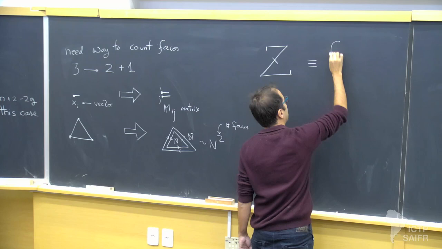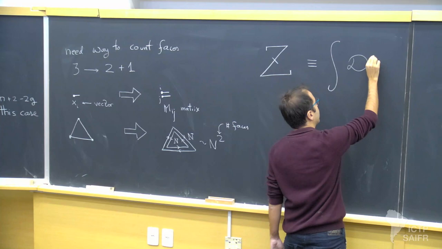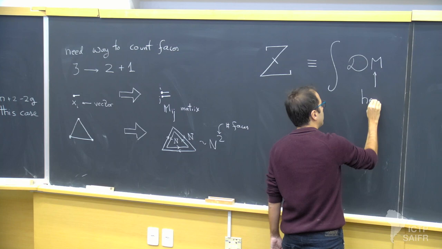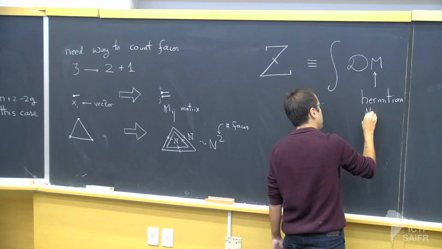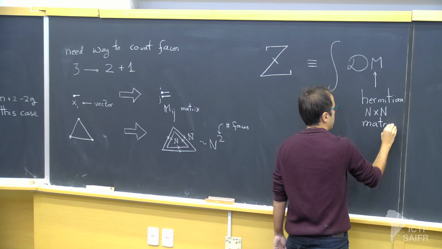Let's define this as an integral, and here let me put a funny symbol of integration that I will now explain. These matrices are going to be Hermitian, like physical observables. So they are going to be Hermitian n by n matrices, and we are going to integrate over matrices that are Hermitian.